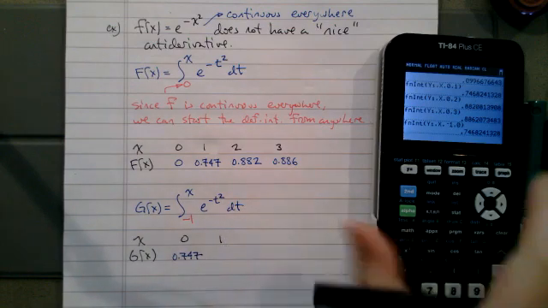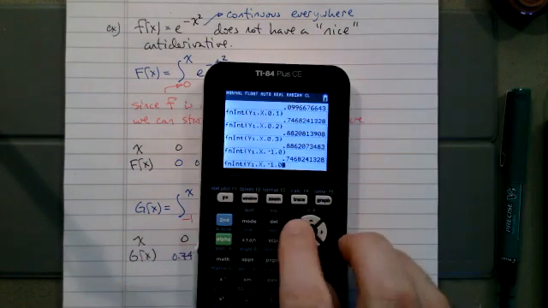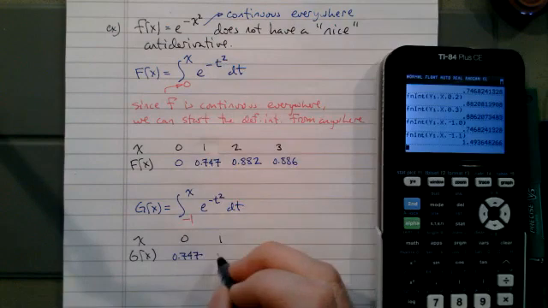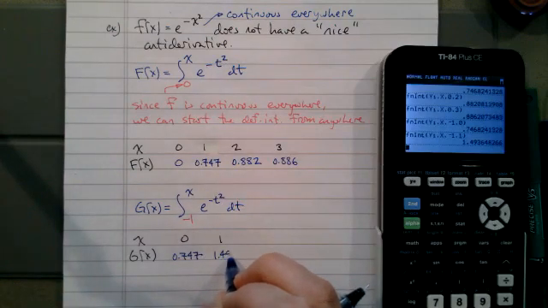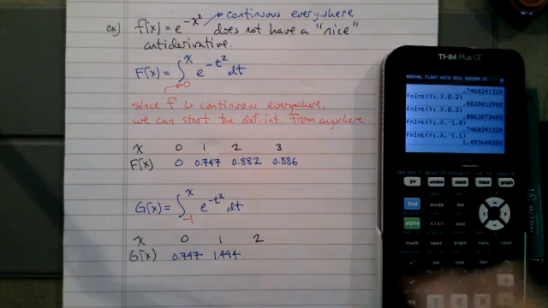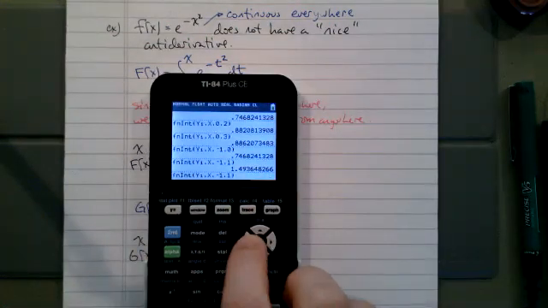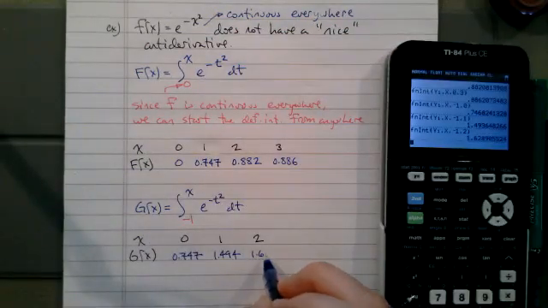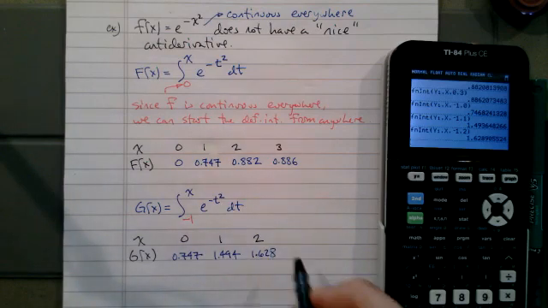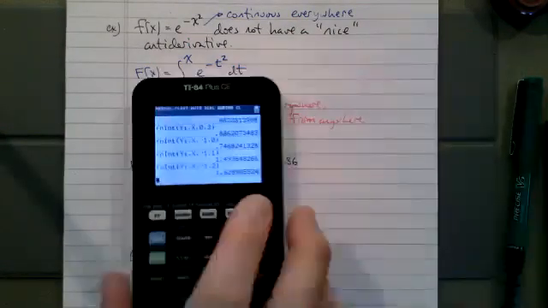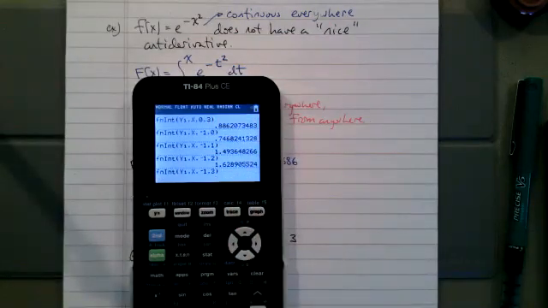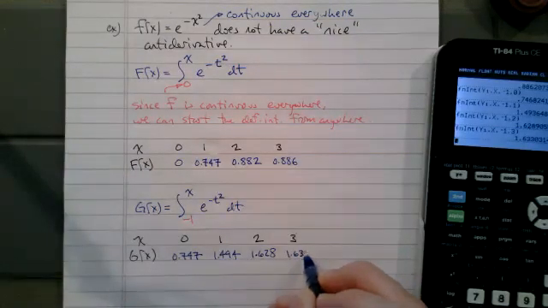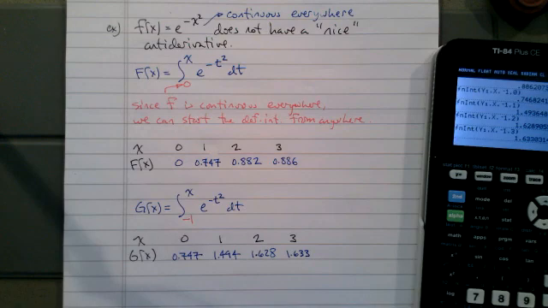Then if I evaluate at 1, we'll integrate from -1 to 1, and we get 1.494. At 2, we get 1.628. And at 3, we get 1.633. Any questions?